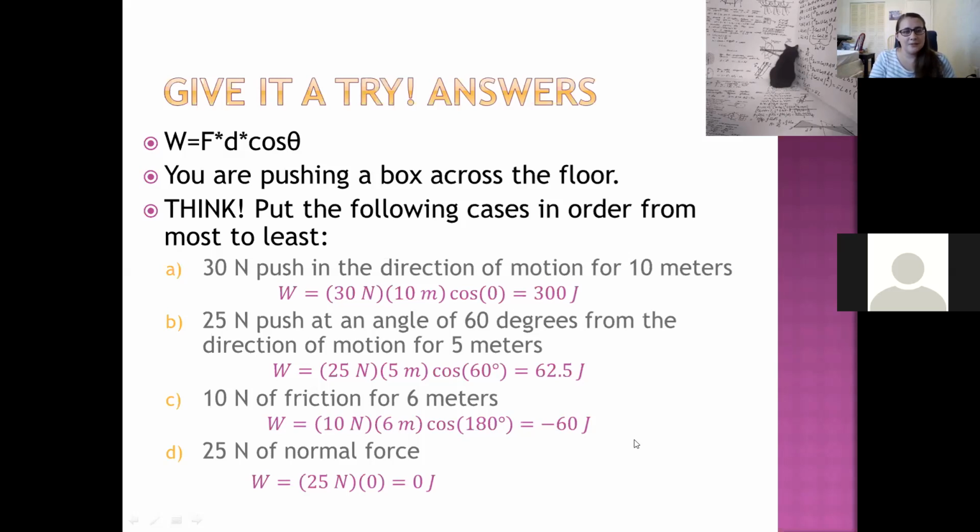And then in case D, our 25 newtons of normal force, well, if our box is sliding across the floor, either direction, left or right, the normal force is perpendicular to the floor. So that normal force is not doing any work at all on our object. It's not helping the displacement at all. So that would be doing 0 joules of work. Okay. Any questions about this kind of, not conceptual, but like beginner example before we jump into some of these other examples of work?